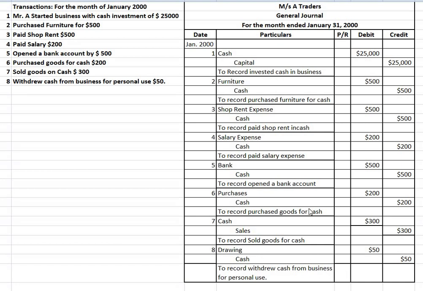In all transactions, you can see there are narrations necessary for journal entries. Hope you will understand the journal by these transactions.